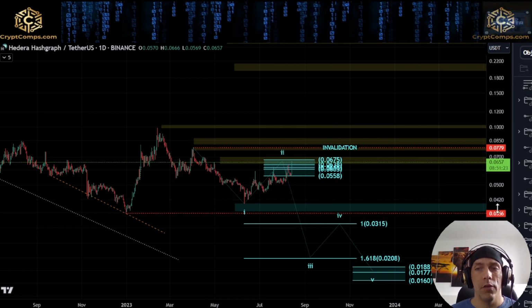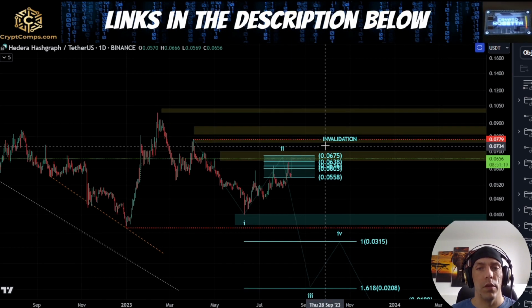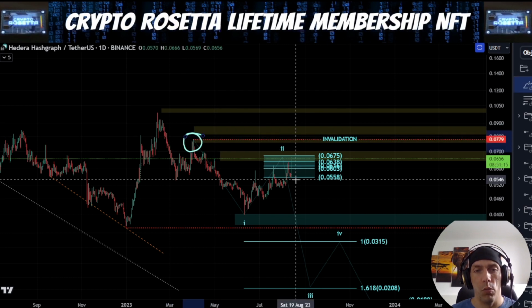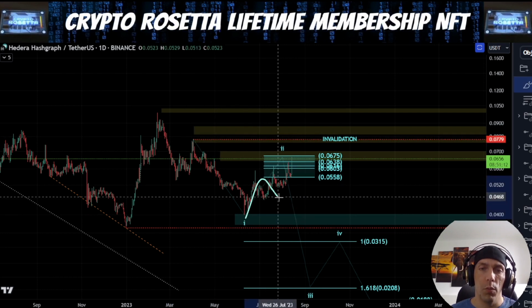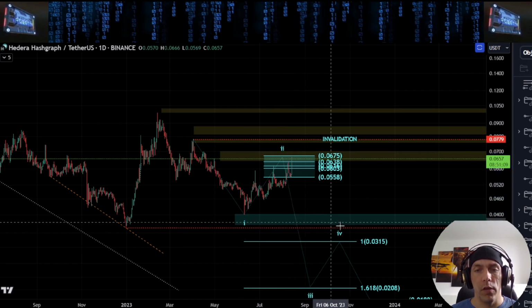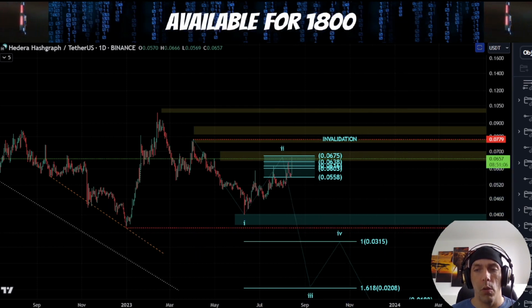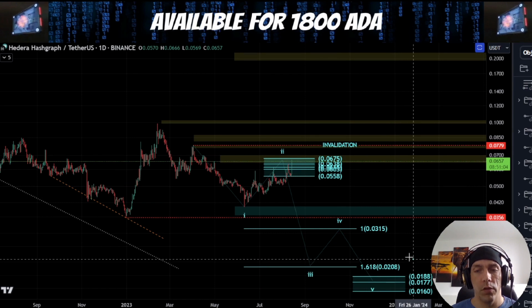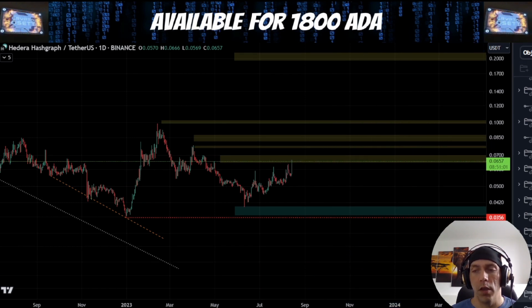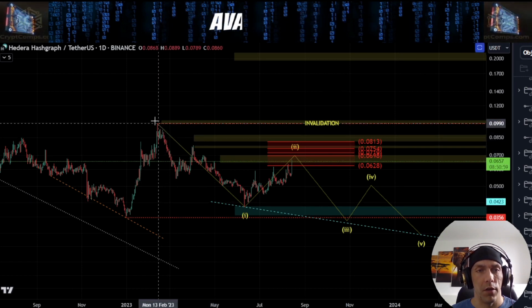Now the invalidation of this would come by crossing this 779 area, this red line over here, which would be the start of the move effectively. If we just form corrective structure to the upside here and then start to push down, we could see either a move down to this 1-1, or alternatively, if we are following this impulse count, down towards this 1618.